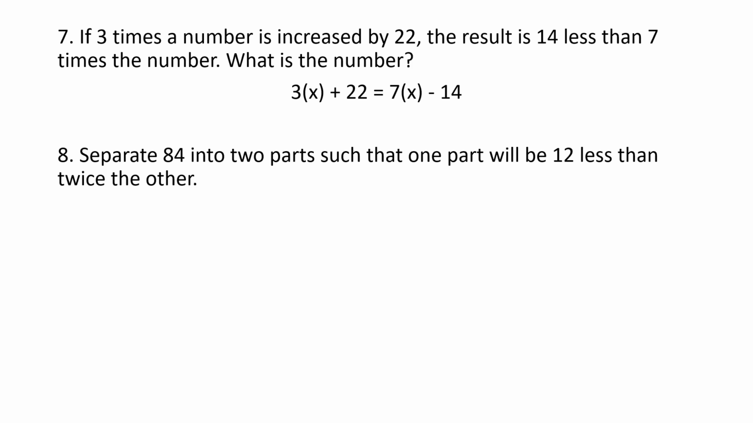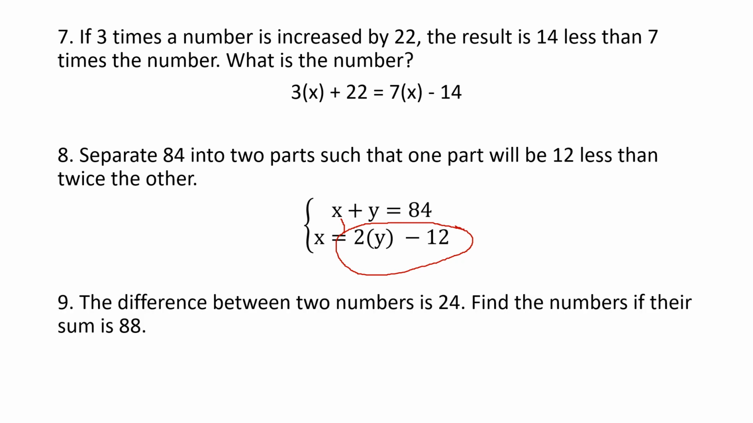We're going to separate 84 into 2 parts. x plus y equals 84. One part, x, will be 12 less than, so minus 12, twice the other. And then you can use substitution or elimination to solve this. What I would do is I would take, let me get my pencil working or my pen, I would take this value for x, plug it in here, and then just solve it for y. Then once you do that, you can solve for x.